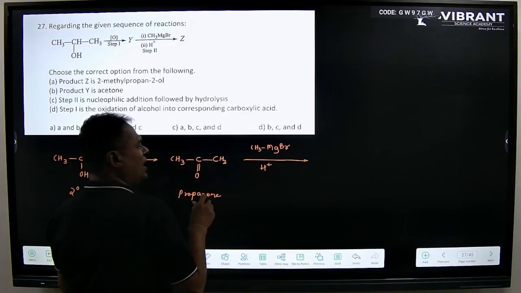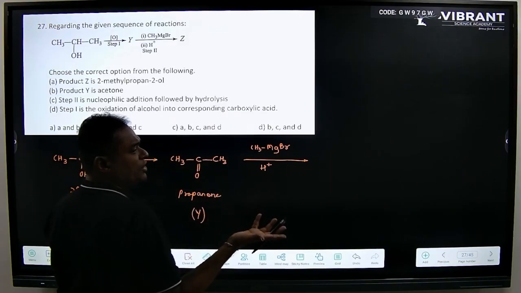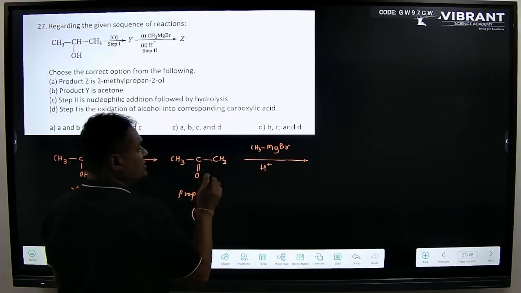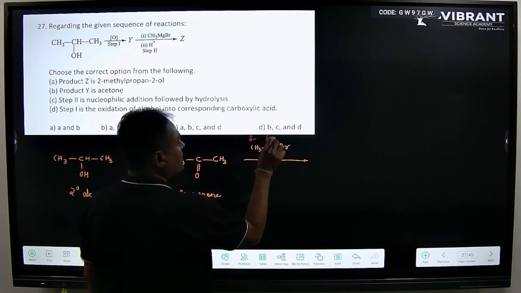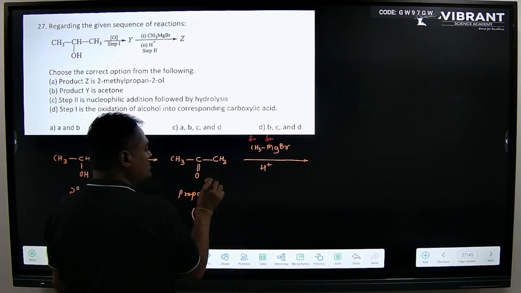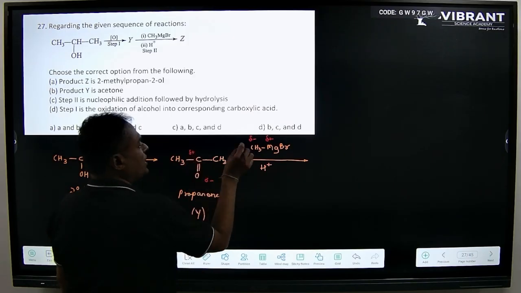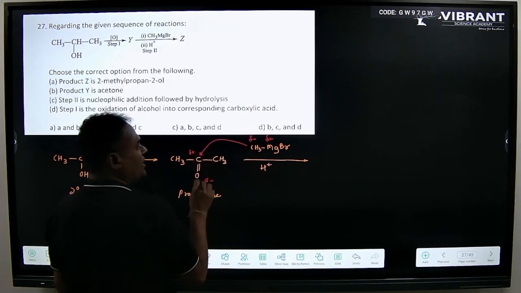Child, if you remember, aldehydes and ketones when reacting with Grignard form alcohol. So, what is the concept behind that? This is the delta negative part, this is the delta positive part. Here in case of the carbonyl group, this is delta minus, this is delta plus. So, can I call it a nucleophilic addition that you have got?